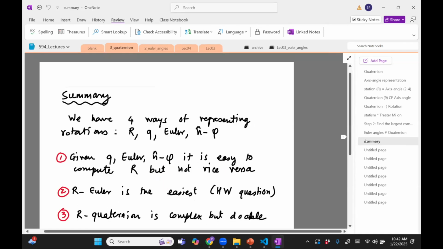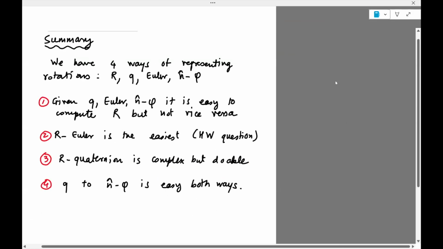Okay, so here is the summary of everything we've talked about. We have four ways of representing rotations: R, the rotation matrix; Q, the quaternion; Euler angles phi, theta, psi; and axis angle. Now, some of these conversions are easy, some of them are hard. If you're given Q, Euler angles, or axis angle N and phi, all these can be converted to R, not a problem. We've seen formulas for all these conversions.